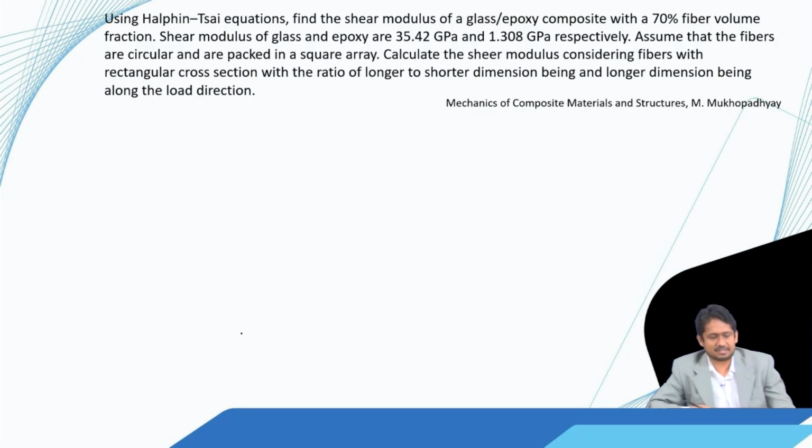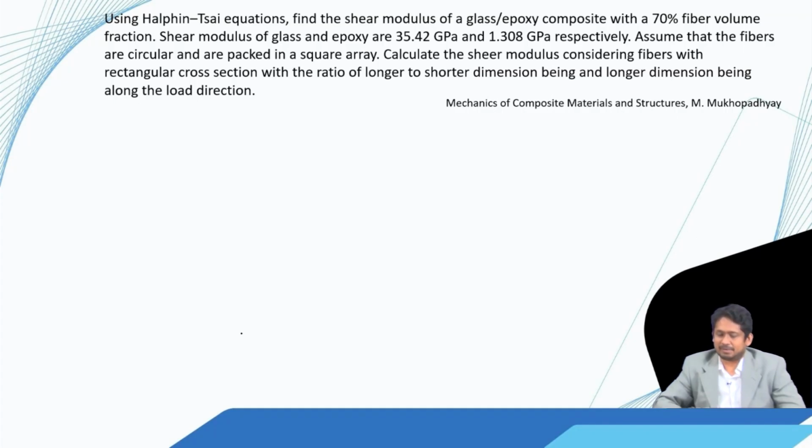Next question says, by using the Halpin-Tsai relationship we have to find out the shear modulus of a glass epoxy composite with a 70% fiber volume fraction, and we have been given the shear modulus of glass and epoxy as 35.42 GPa and 1.308 GPa, and let us assume that the fibers are circular and are packed in a square array.